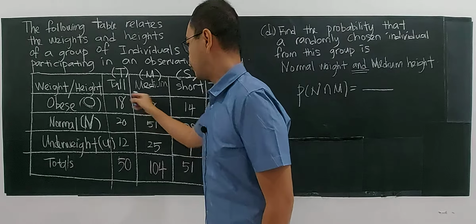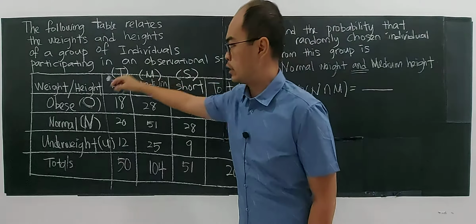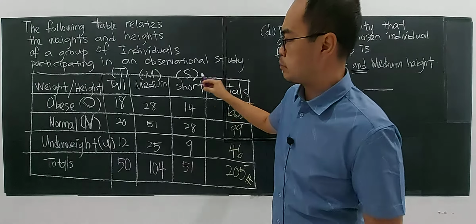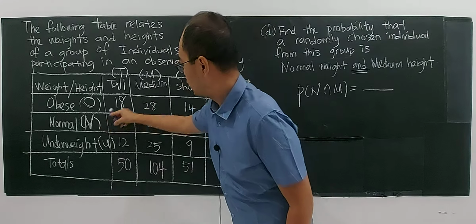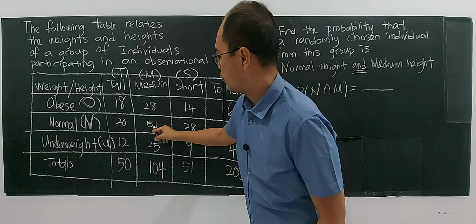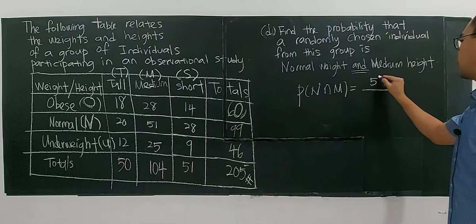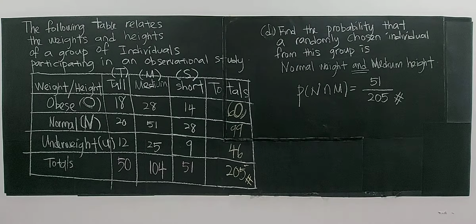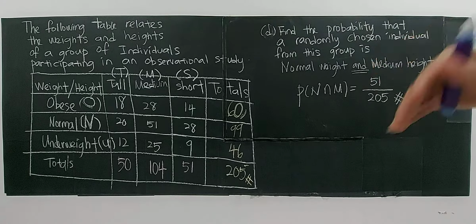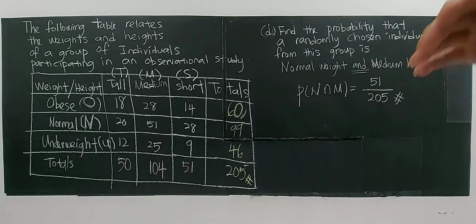This table is displaying the data. You can see that normal and medium, how many of them? 51 of them. So 51 out of the total of 205, and this will be your answer. Very simple. Okay, let's look at part E. I will give various types of questions that you need to know.